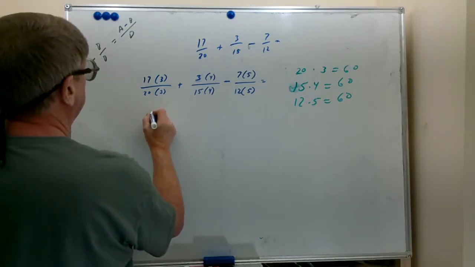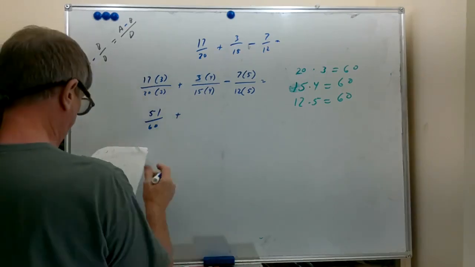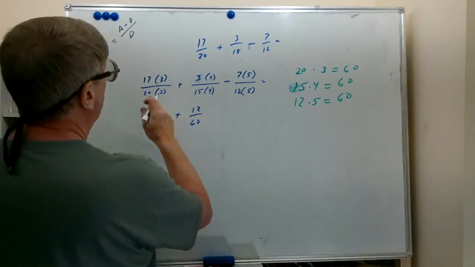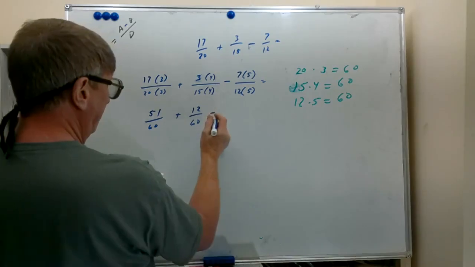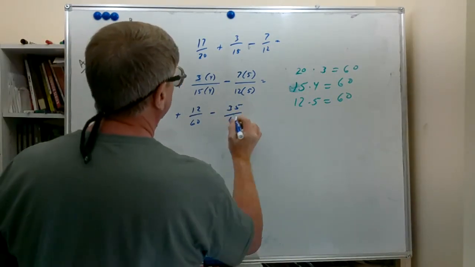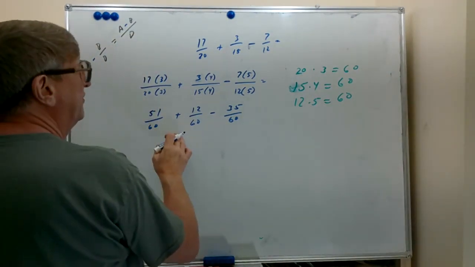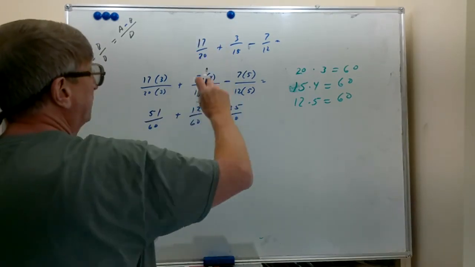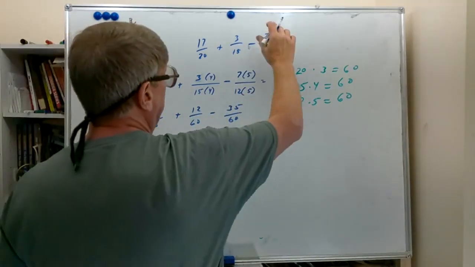3 times 17, 51 over 60, plus 3 times 4, 12 over 60. All the bottoms, the denominators, are 60, minus 7 times 5, which is 35 over 60. So now we have a common denominator, 60, for every fraction. We have equivalent fractions: 51 over 60ths, same as 17 20ths; 12 60ths, same as 3 15ths; 35 60ths, same as 7 12ths.